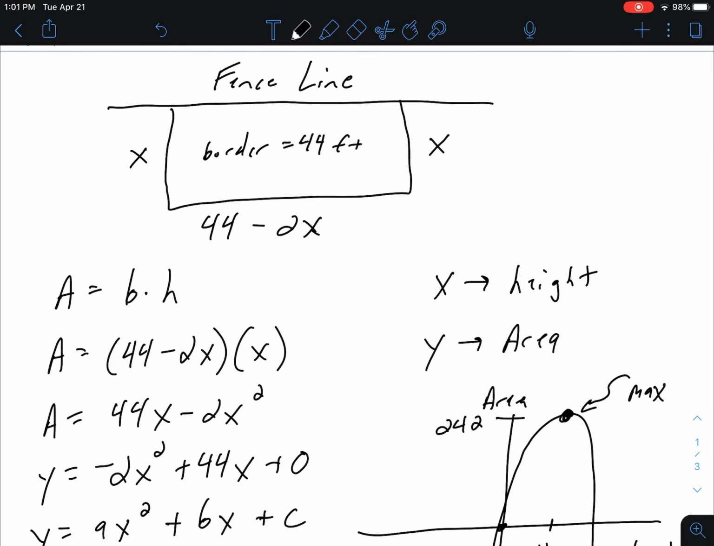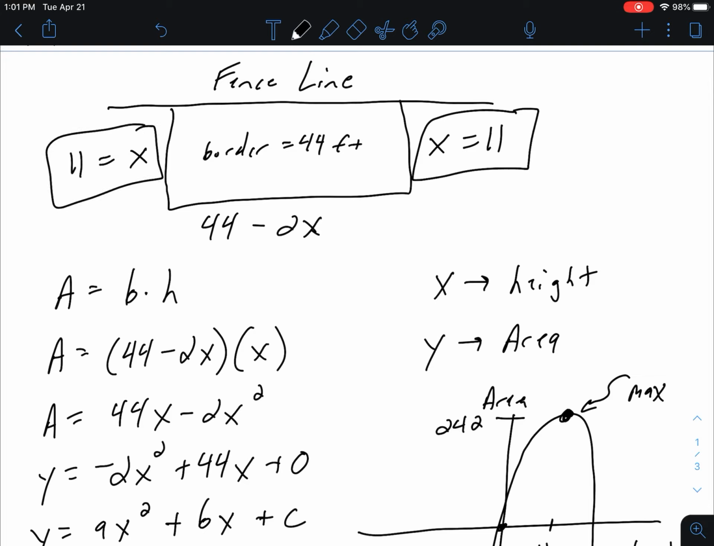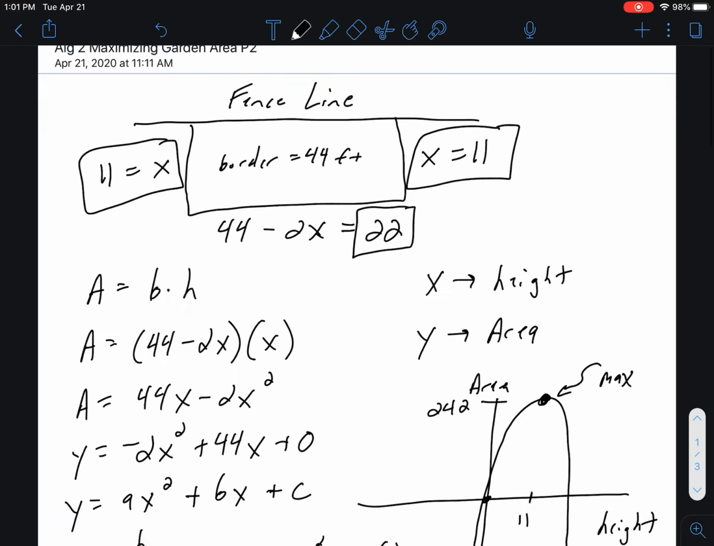So if we wanted to take this one step further and actually construct it, well, I've just determined that my x is 11, right? So I know what the two sides are going to be. And then 44 minus 2x would be 44 minus 22, which would be 22. So those are the three sides you would do, and obviously you can kind of check the work, come full circle. 11 plus 11 plus 22, there's your 44 feet of fence line, and that works out pretty good.